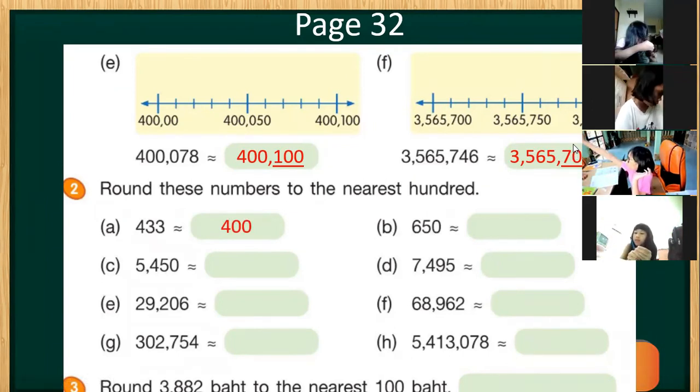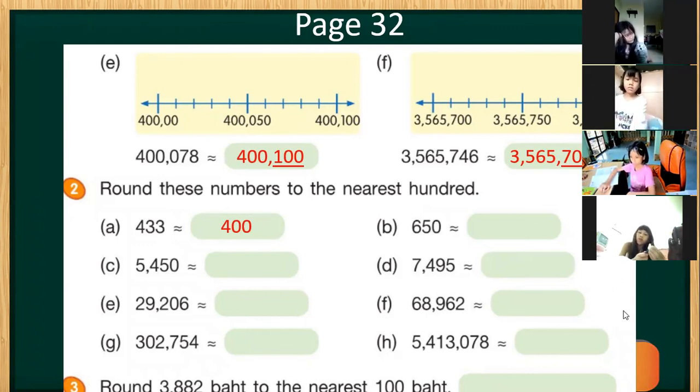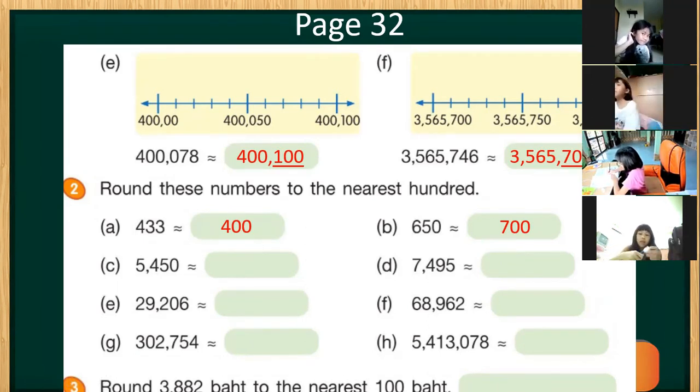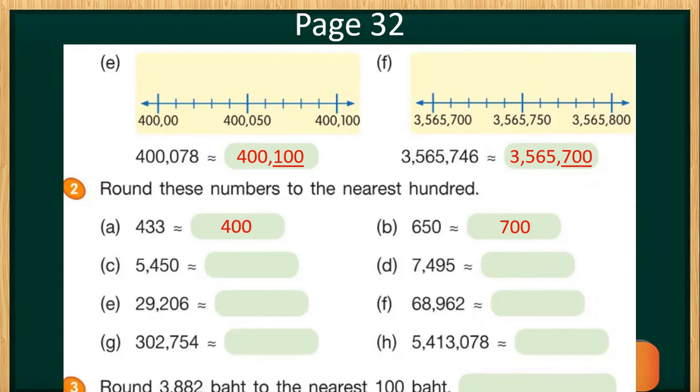Okay, next, letter B, 650,000 round off to the nearest hundreds. The correct answer is 700. Next, letter C, 5,450 round off to the nearest hundred. The correct answer is 5,500.